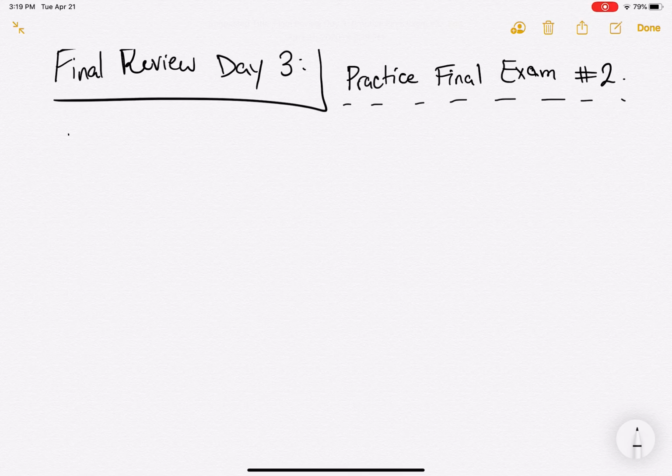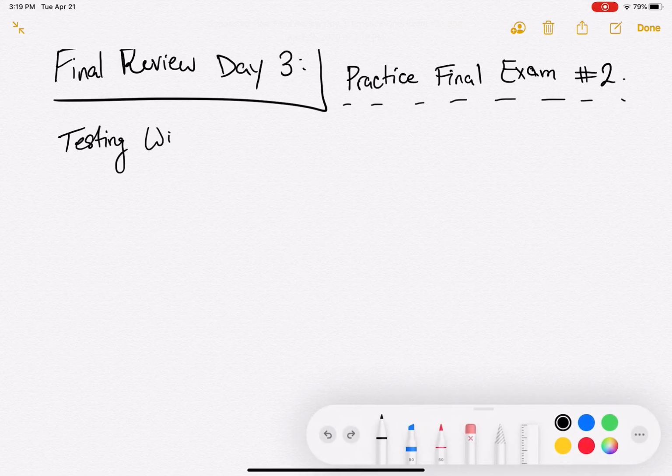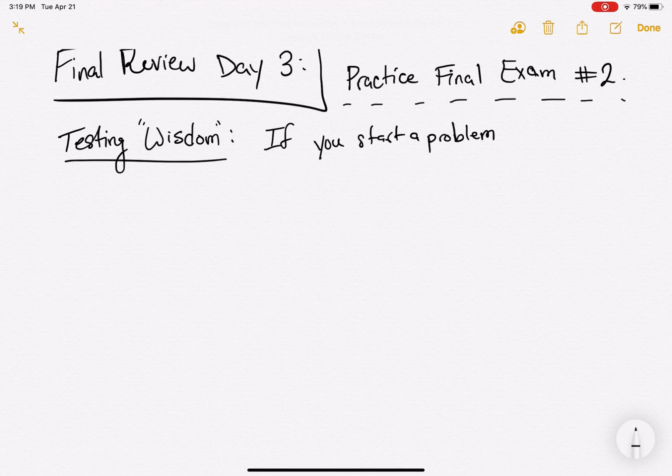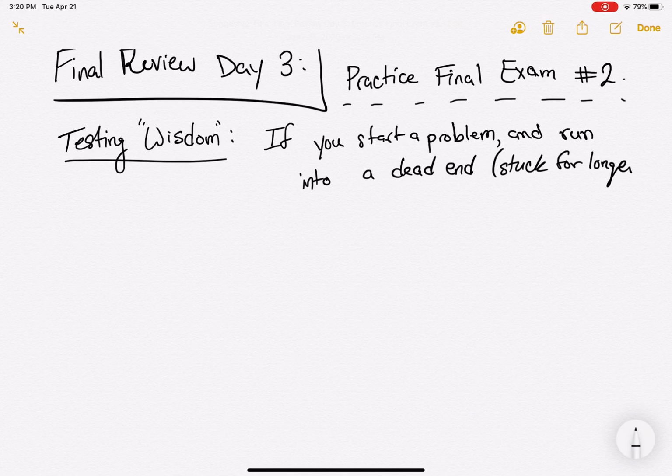One more testing wisdom that I like to add. Put that in quotes because I'm not actually that wise. If you start a problem and run into a dead end, and by that I mean you're stuck for maybe longer than 2 minutes. Longer than a few minutes.